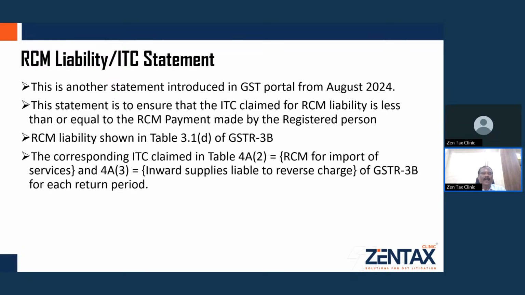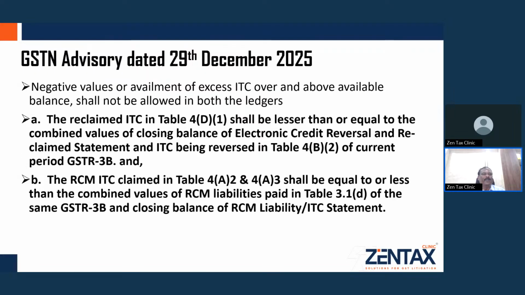Then 4A3 is for other reverse charge, for example, GTA, advocate fee, or rent paid to an unregistered person. These are all inward supplies that attract reverse charge. You can claim ITC for these, but it should not be more than the amount of tax payable by you as reflected in 3.1D. To ensure this, the RCM liability ITC statement has been given in the portal.